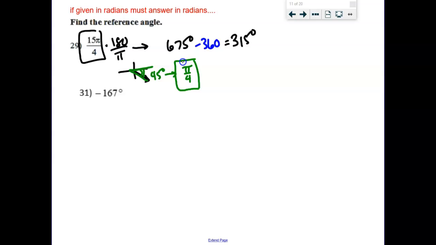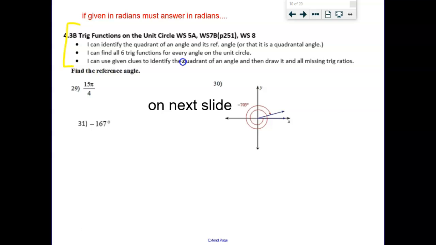You're measuring the distance from that terminal side to the nearest x-axis. So think of it like an absolute value problem if you want to think of it that way. Okay. Yes, ma'am. 13. Back up.